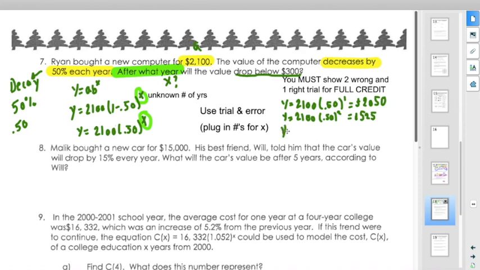Hopefully x equals 3 is the correct one. 2100 times 0.50 to the 3rd power. And that gives you 262.5. Okay? So, after what year will the value drop below 300? Well, after year 3, it dropped below 300. So the answer is x equals 3 years. Three years. Kind of a backwards type of question.